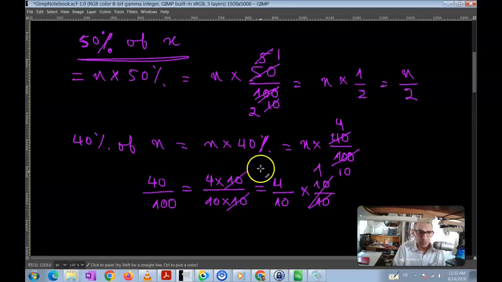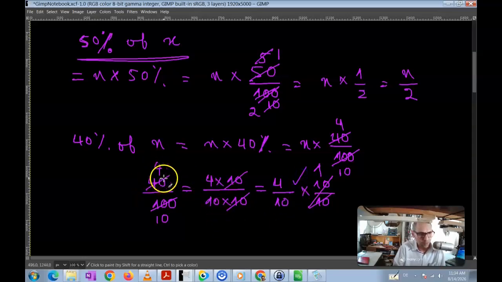Or even before you come to this, you write your expression in this manner. You could simply say that 40 is the same thing as 4 times 10, and 100 is 10 times 10. So the two tens in these two, I'm going to simplify, meaning I divide the 40 by 10, I'll get a 4, and 100 divided by 10, I'll get a 10. That's 4 divided by 10, which is what I got over here, right?